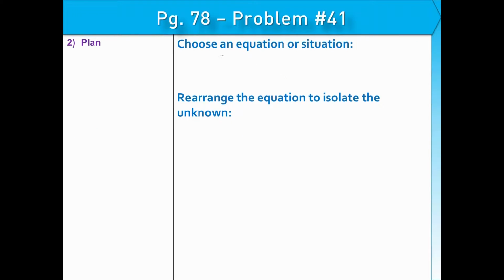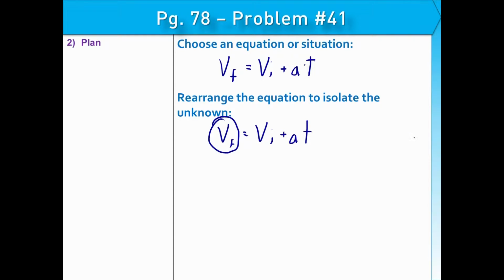Let me go ahead and rewrite the equation from the previous slide. Final velocity is equal to initial velocity plus acceleration times time. And since final velocity is already isolated, I don't need to do any rearranging because it's already by itself. So I can go ahead and move on to the next part.